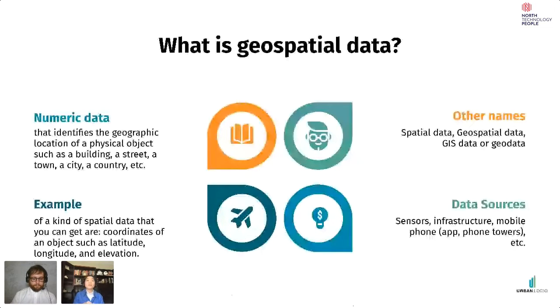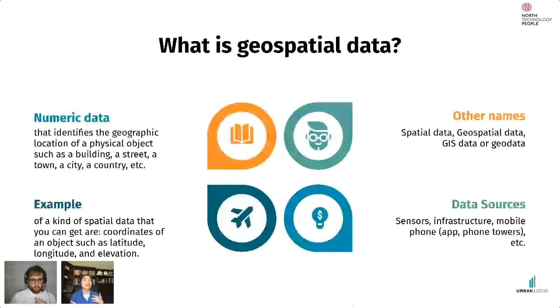So for example, think of where the building is that you are staying in, or the street that you are walking on, or the town or city that you live in, or a country like Canada, right? The geospatial data will contain the geographic information of those physical objects. Some examples are the coordinates of an object, like the latitude and longitude that I mentioned, or altitude, or elevation.